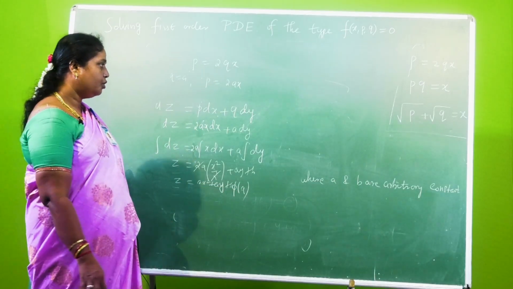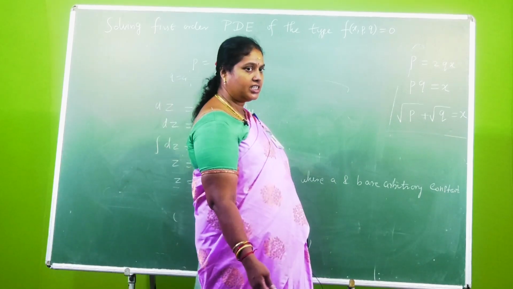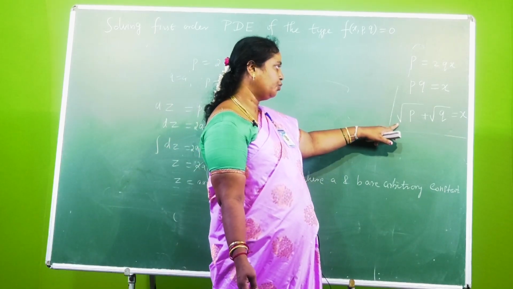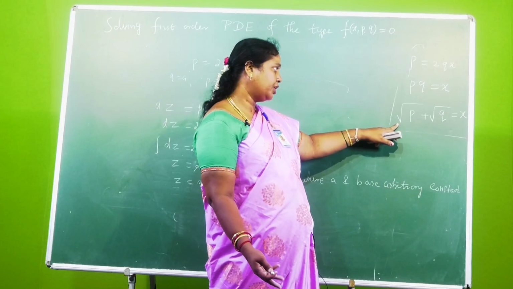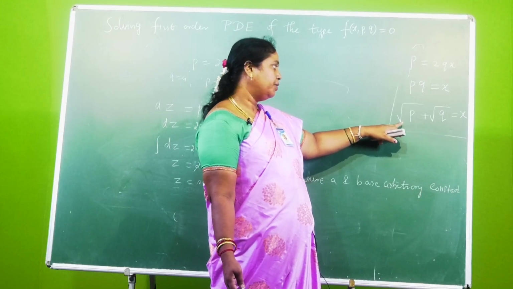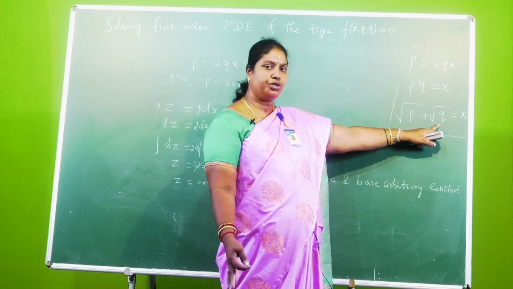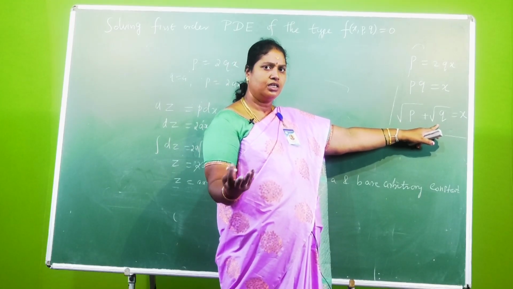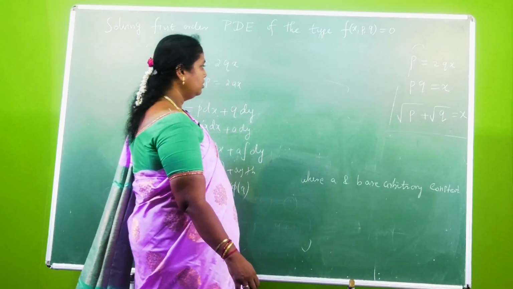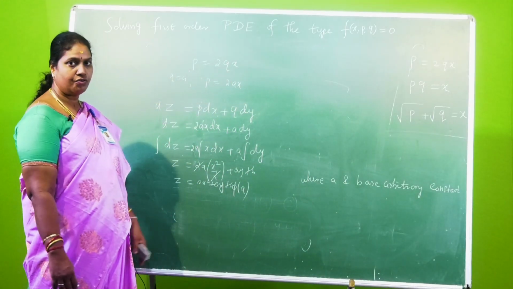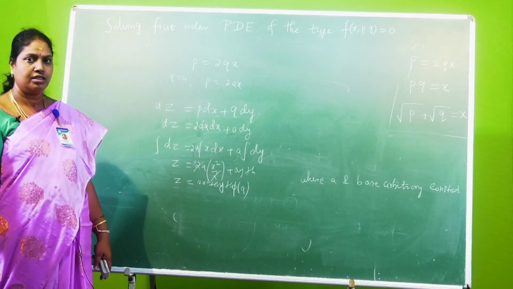Okay, so in the next class, let us try this equation: root p plus root q equal to x. Otherwise, you can also try yourself. That is, by substituting q equal to a, you will get root a, just a constant. Okay, so x minus root a. Root a is just a constant. So we will do it in the next class. Thank you, students.